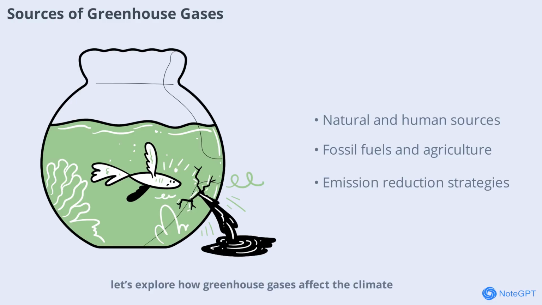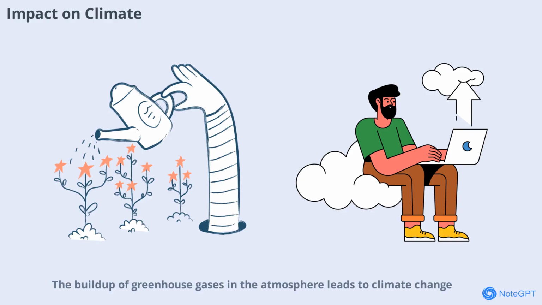Now let's explore how greenhouse gases affect the climate. The buildup of greenhouse gases in the atmosphere leads to climate change. This means more frequent heat waves, stronger storms, droughts, and rising sea levels. These changes threaten ecosystems, agriculture, and human health. Scientists use climate models to predict future impacts and guide policy decisions. Reducing greenhouse gas emissions is crucial for limiting global warming and protecting our planet.